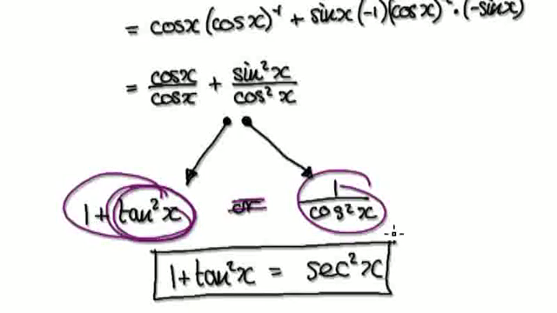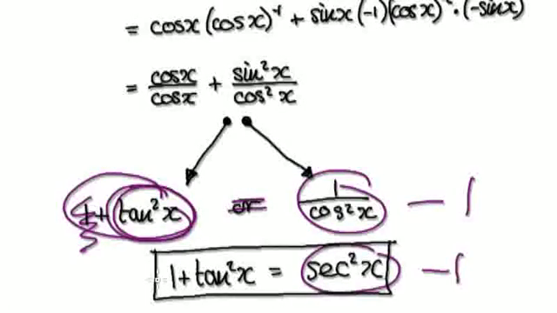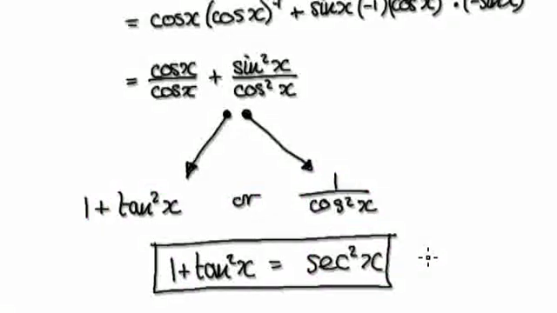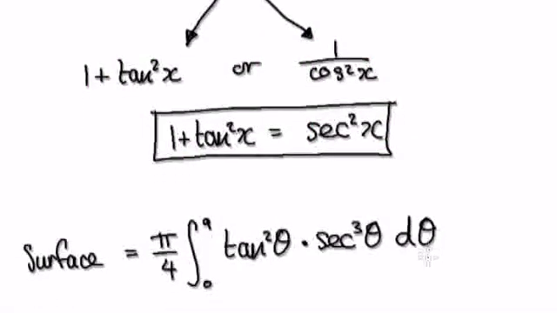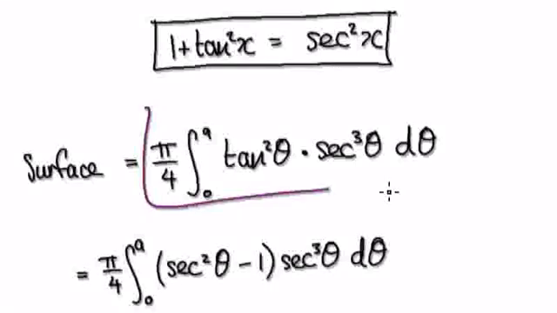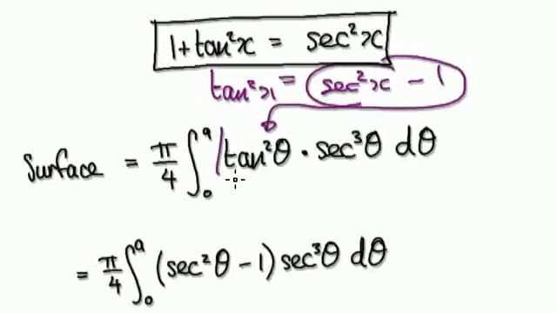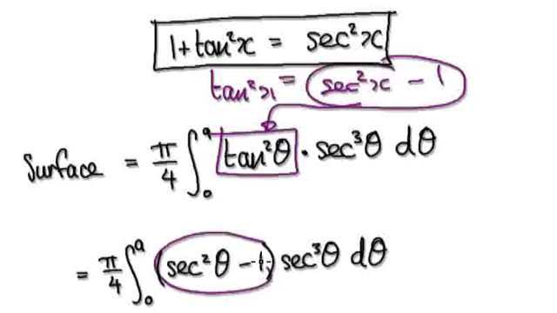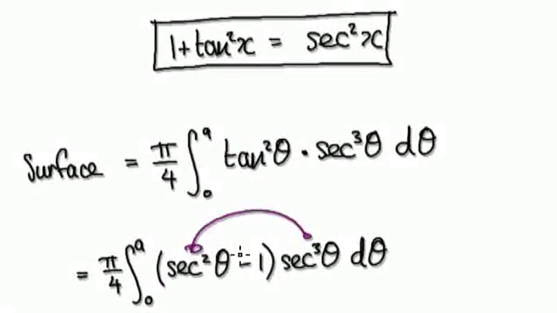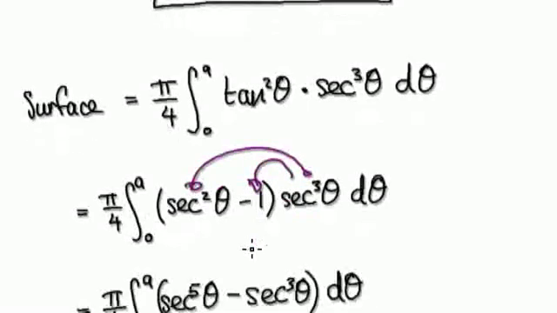Now we want to replace tan squared, so take away 1 from both sides. So tan squared is really secant squared take away 1. So we can put that into this tan squared here. So earlier we were here. Now we can put this into the tan squared here. Okay, so that will then take us to this. Now multiply this out. So that will then give us this.